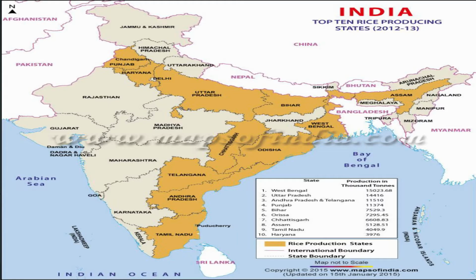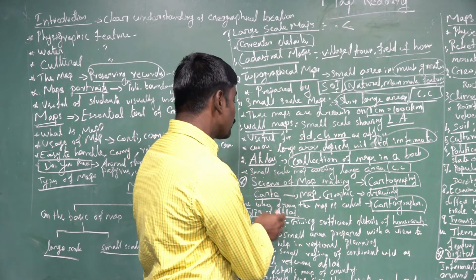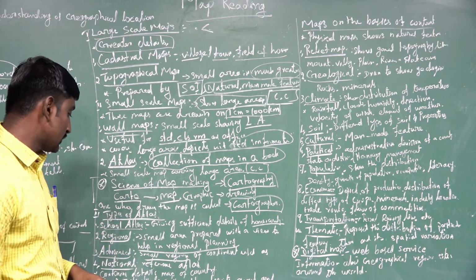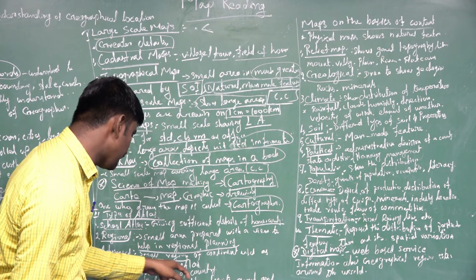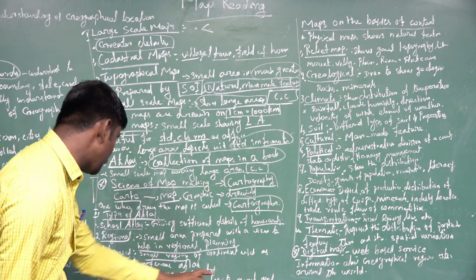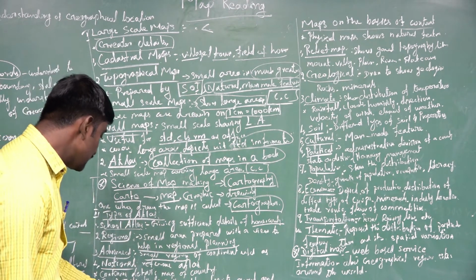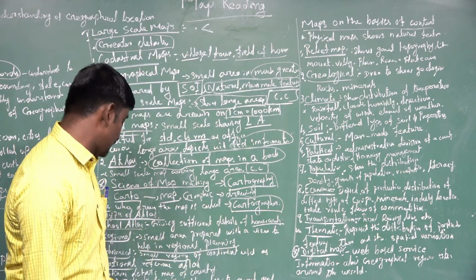And the next, regional. What does regional mean? It's one place, and information for a particular place is called regional. So a regional atlas covers a small area, prepared with a view to help in regional planning. Next one, national atlas, with reference to the country and continent details, in comparatively large size, with general and geographical location.